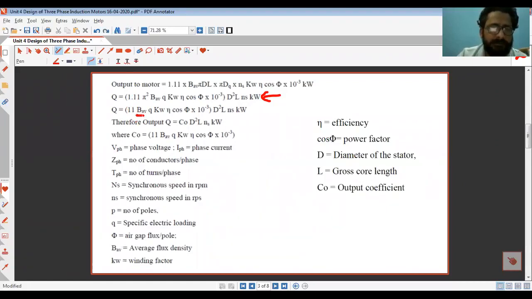It is constant. B_av, the specific magnetic loading, is also a constant value for a particular machine. Q is the specific electrical loading, also constant for a particular machine. K_w is the winding factor, also constant. Efficiency would remain constant for that very machine. Cos φ is again constant. By taking all these values on one side, you have D²L into N_s, which could be variables, into kilowatt.